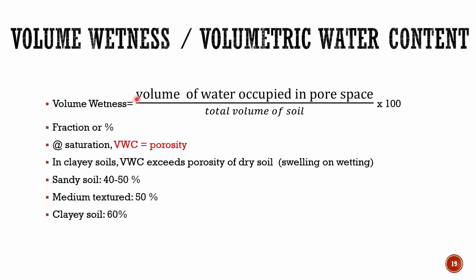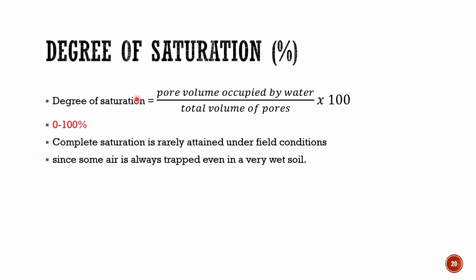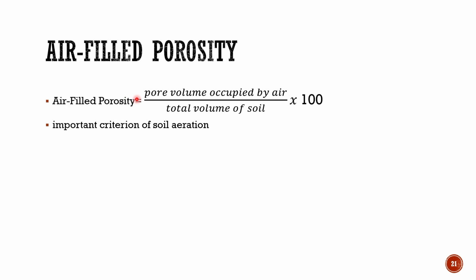Then air-filled porosity. So understand the difference between volumetric water content and the degree of saturation. So next is the air-filled porosity. Here in this word itself there is a word air. Porosity means pores. Air and pore, two words. So it is the pore volume occupied by the air divided by the total volume of the soil.